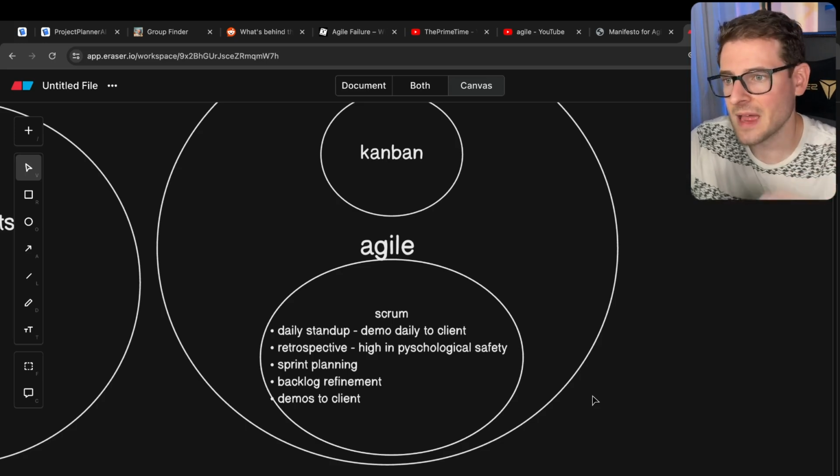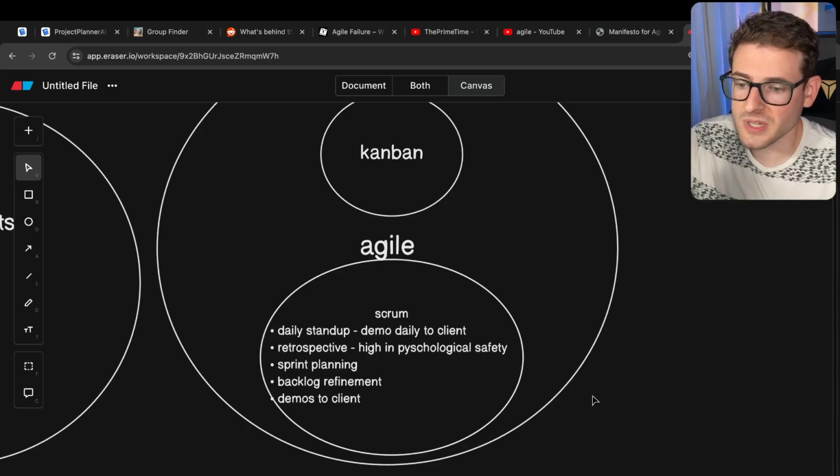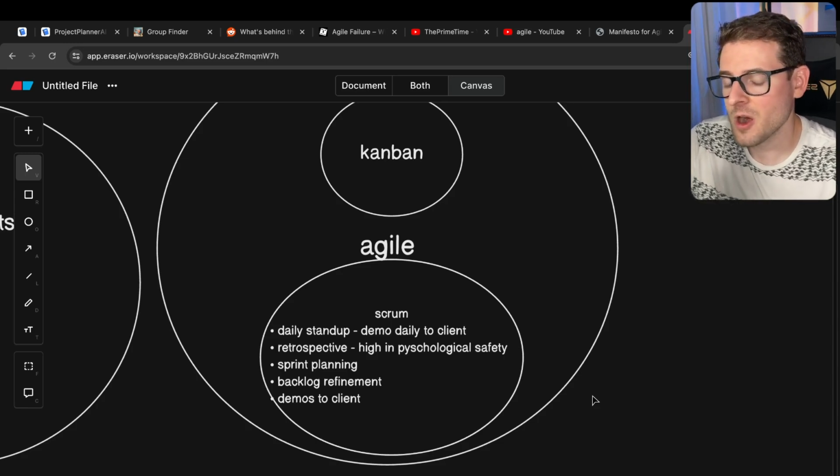We need to figure out a way to make that not happen again, whether that's more automated testing, whether that's more manual testing, whether that's figuring out requirements better before we actually consider the story done. These are things that you need to have open conversations about.